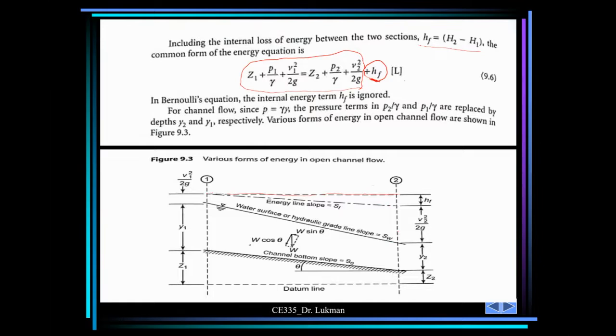As it flows, this is the energy line slope, SF, which is decreasing, but it's being compensated, not lost. We don't lose the energy. The energy loss from the energy slope is what accounts for the head loss, and head loss can be computed.